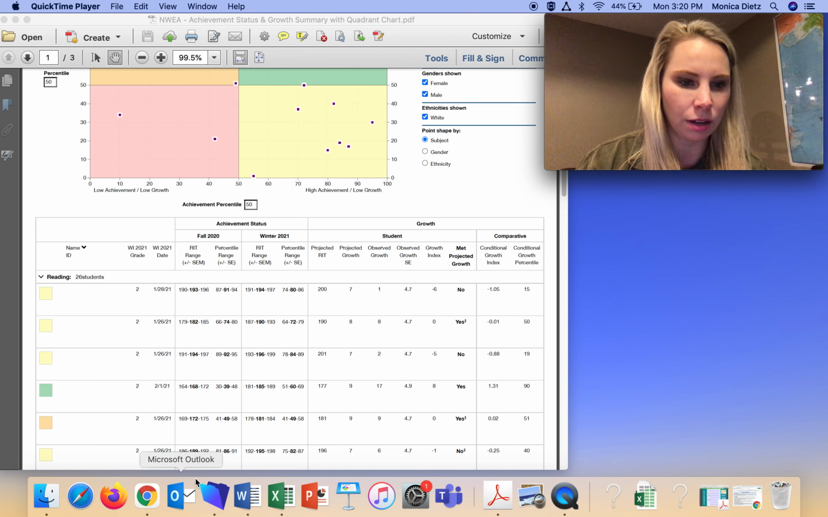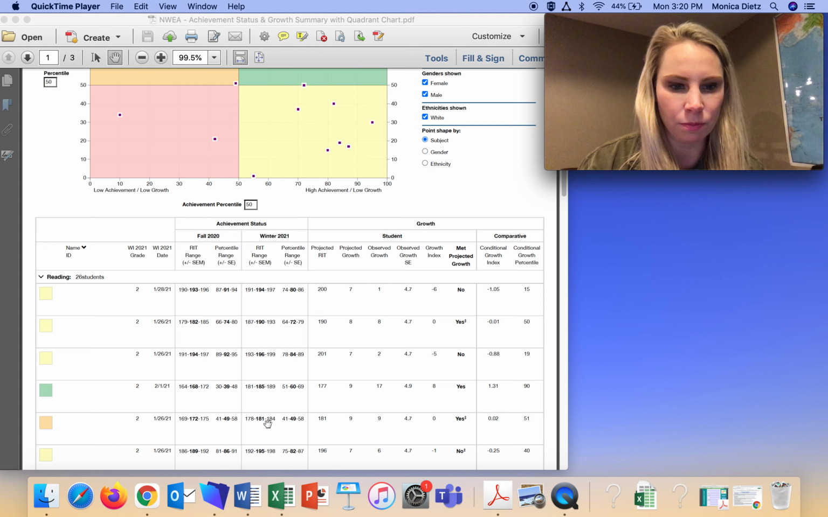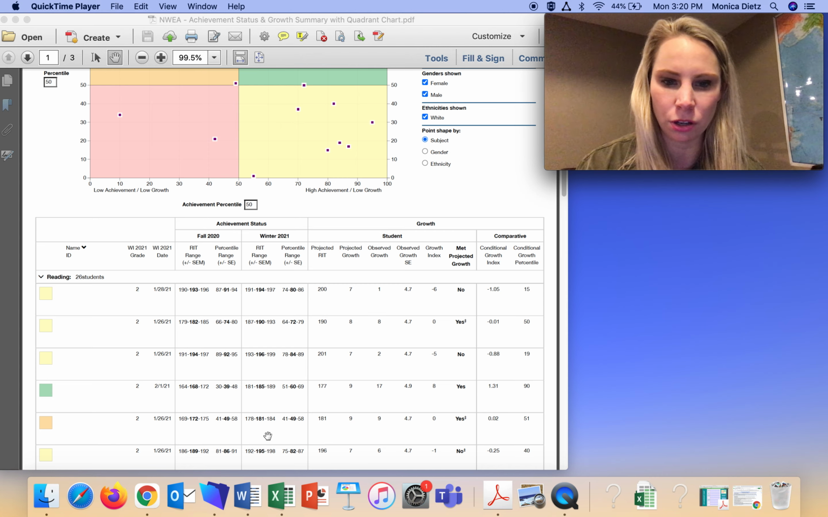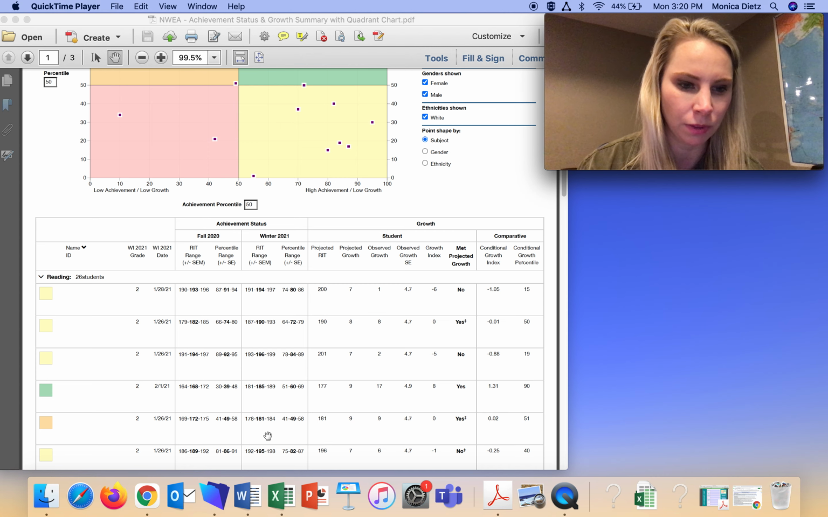So here's an example of like a success story here, okay? This student's actually like right on the norm for everything, okay? But they're an orange kid. It's actually this child right here. They came in with a 172, all right? Now they have a 181. They were projected to grow 9, and they did grow 9, and they're staying in the 49th percentile. That's basically average, okay? So that's good.